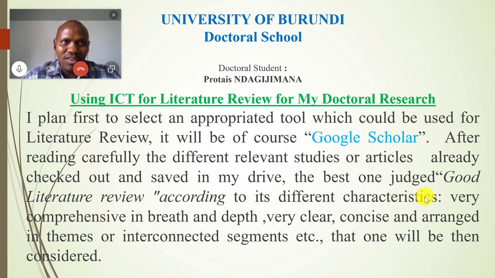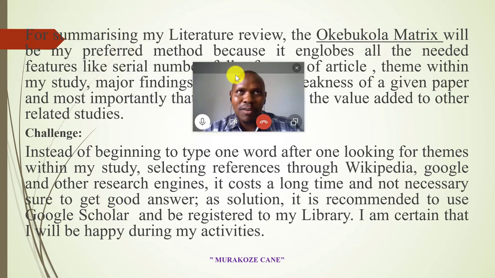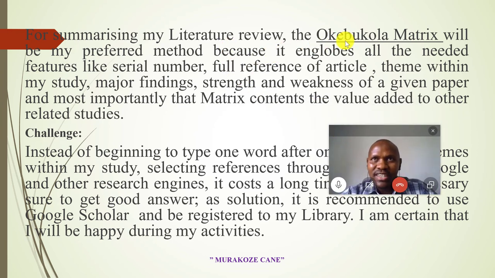Those are very comprehensive in scope and depth, very clear, concise, with interconnected segments. Of course, that one would then be considered. Okay. So summarizing my literature review, the Okebukola matrix will be my preferred method because it involves all the needed features like serial number, methodology, theme of my study, major findings, strength and weakness of a given paper, and most importantly, that matrix content is highly comparable to other related studies.